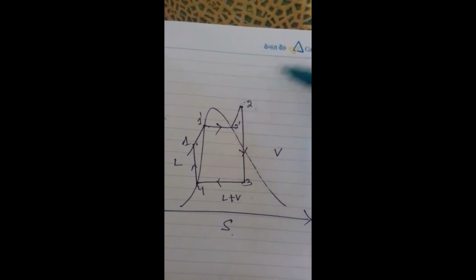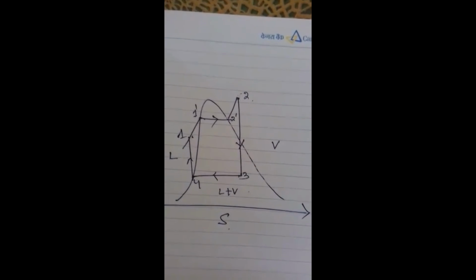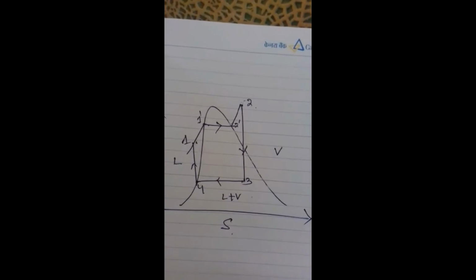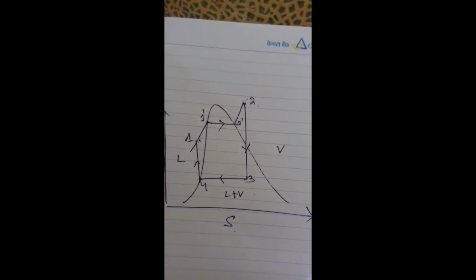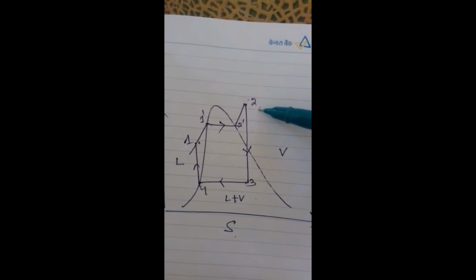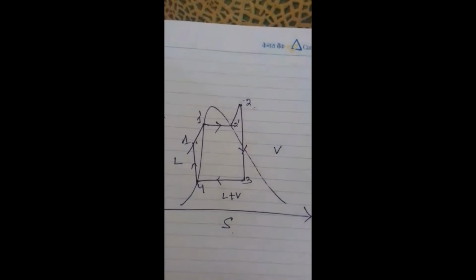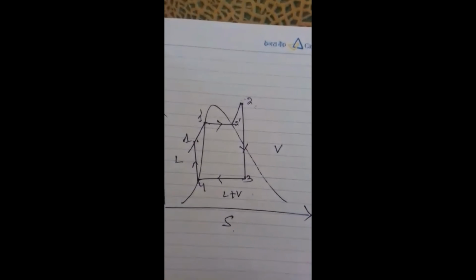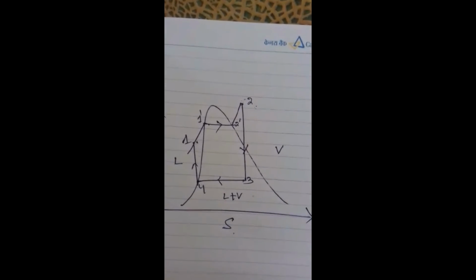Then at state 2, the superheated steam gets out of the boiler and goes to the turbine. As we consider all losses negligible, at the same state at which the steam gets out of the boiler, it enters the turbine.